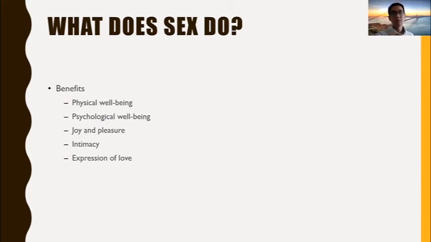And also sex helps men and women to build up intimacy. And also sex is a way to express love, romantic love. Sometimes we need to express love. So sex can be a very intensive way to express really strong love.